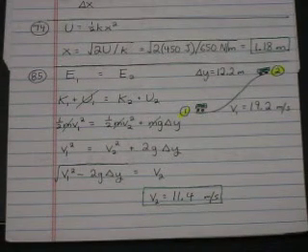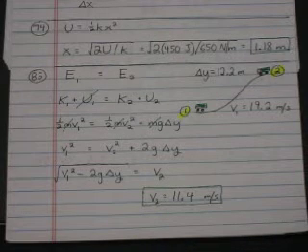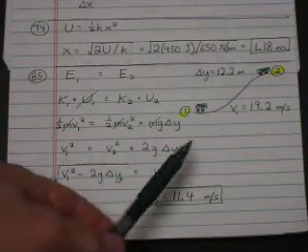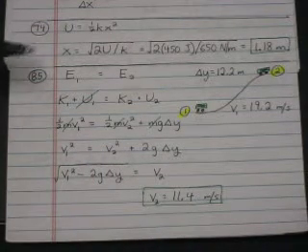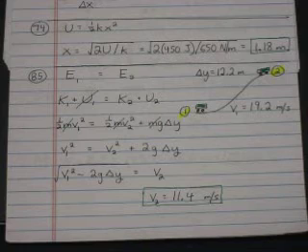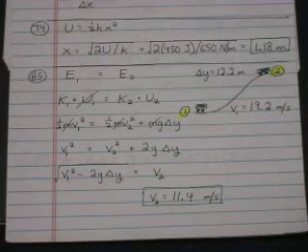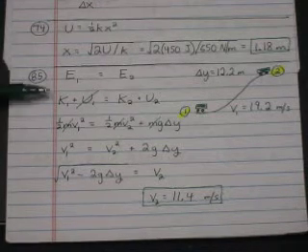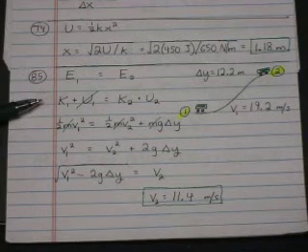Number 85, the roller coaster. You see my picture right here, state 1 and state 2 at the end. We start doing conservation of energy. E1 equals E2, which becomes kinetic energy plus potential energy at state 1 equals kinetic plus potential at state 2.